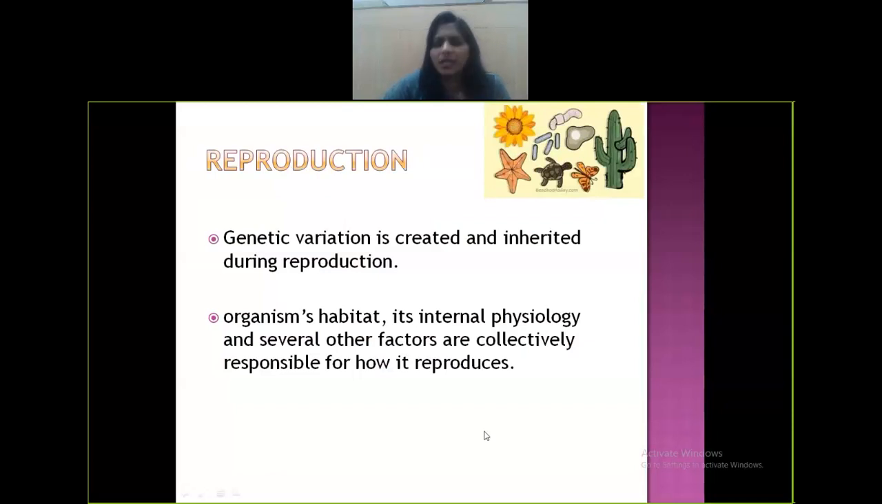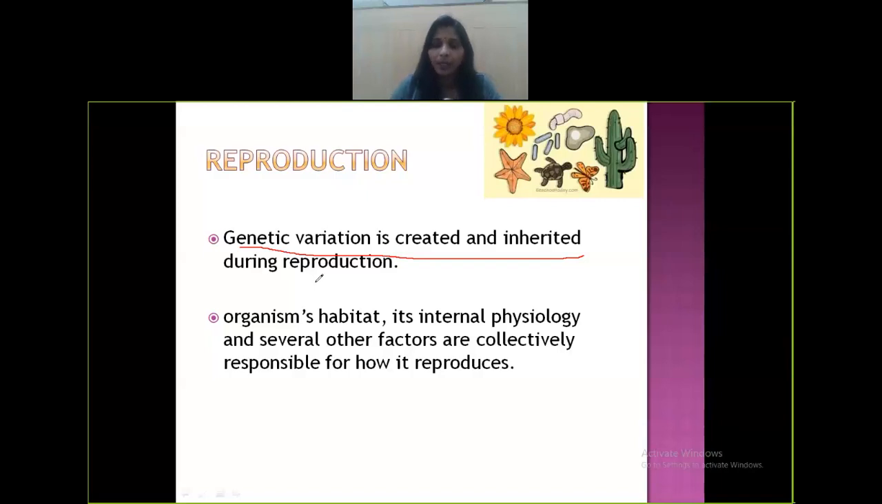Okay. Now, why is reproduction important? Why should reproduction be there? Reproduction is important because there is genetic variation. There is genetic variation during sexual reproduction. There is a genetic variation which is being inherited, and it is carried on from one generation to the next generation. It's a biological process where the species inherit the characters. Why do they inherit the characters? They inherit the characters because there is genetic variation. That's why reproduction is important.